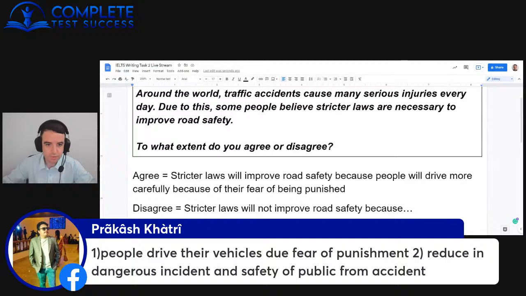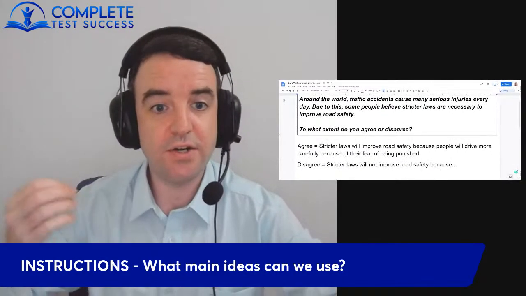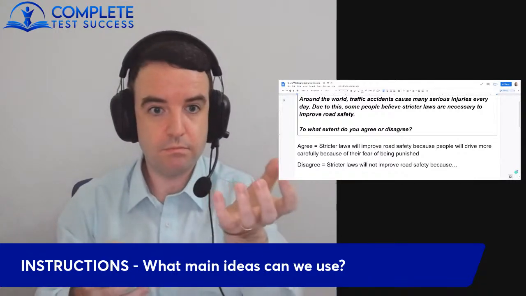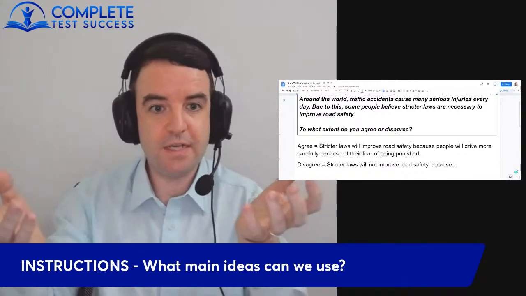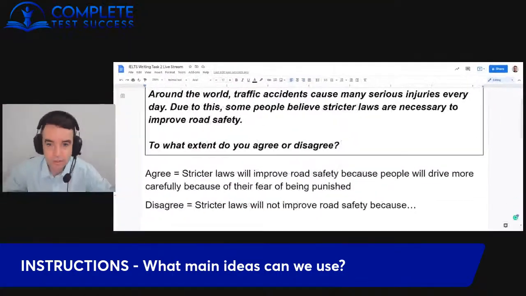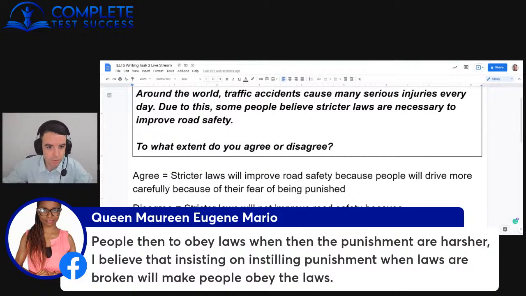Your second idea, reduce in dangerous incident and safety of public from accident. So again, that's focusing on the outcome. So you can't just describe the desired outcome. That's not an explanation. You're just jumping from the cause to the effect, not explaining how the cause leads to the effect, results in the effect. So you need to be more careful with that. Queen Maureen, people tend to obey laws when the punishments are harsher. But again, why are they obeying the laws?